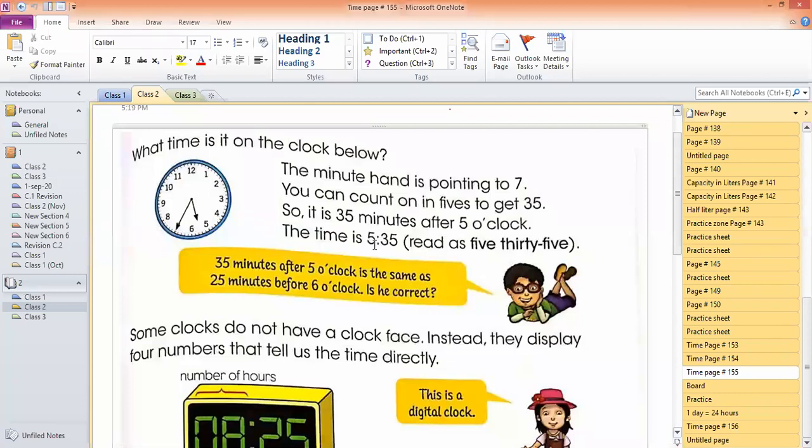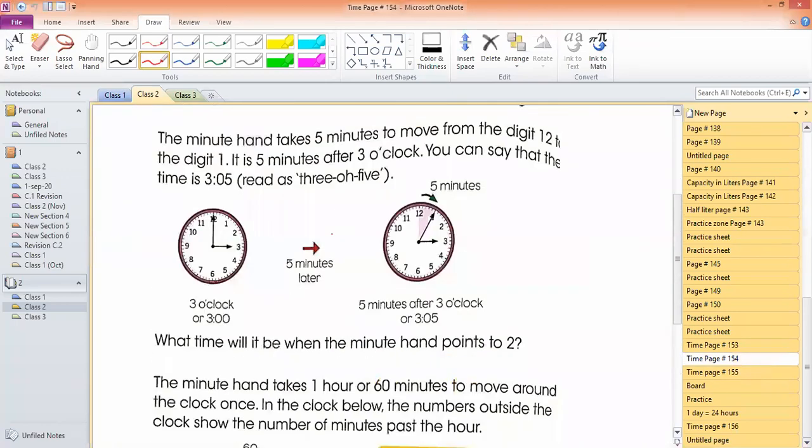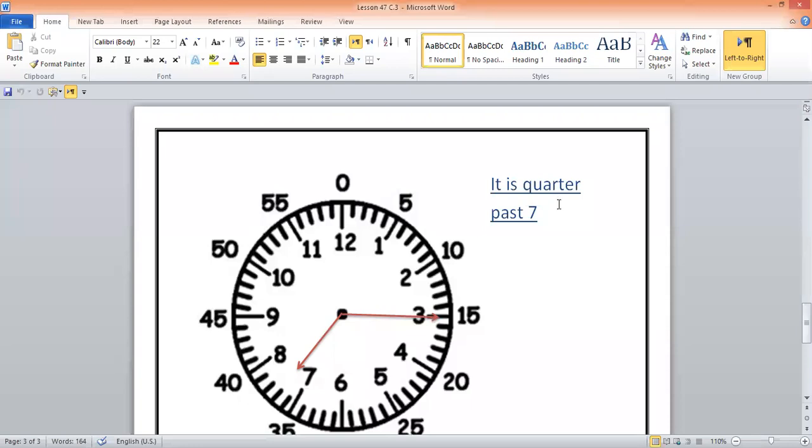But we were learning one more way to read the time. In this way, it is very easy. What you have to do is just write in the same way you are reading. 5:35, so you write 5:35. Here the time is 3:05, so you will write 3:05 in that way. That is a very easy way to write, but we were learning this method also. In this way, how can we write?